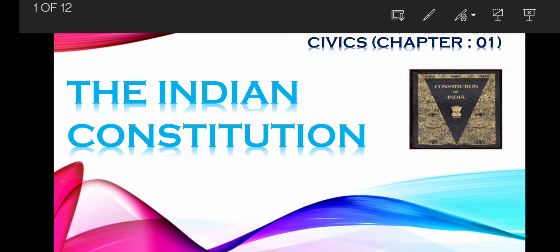This is going to be the explanation or the major points for revision of this chapter, which is chapter 1 of Civics, the Indian Constitution. In this chapter, what exactly are we learning?